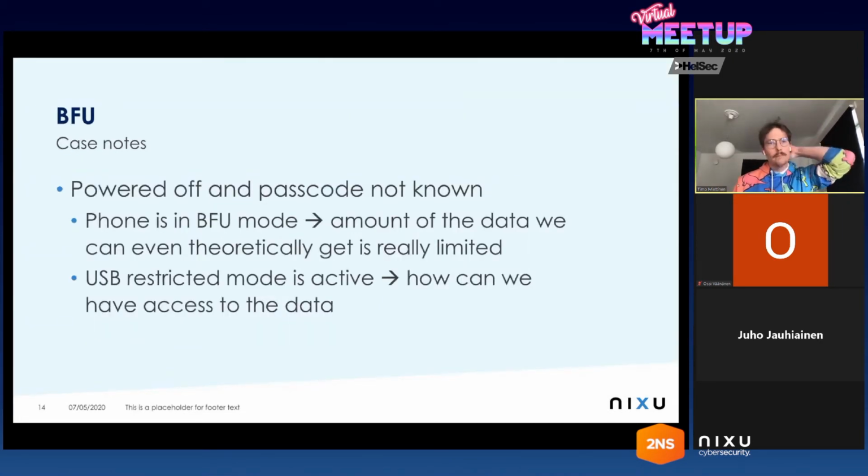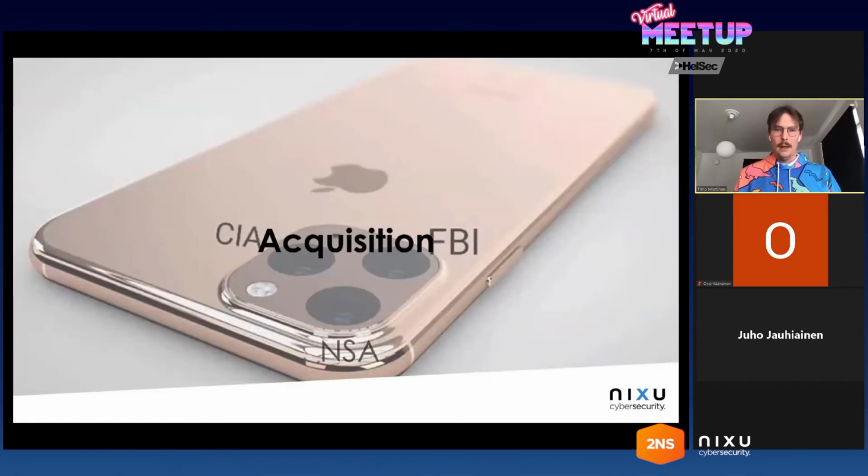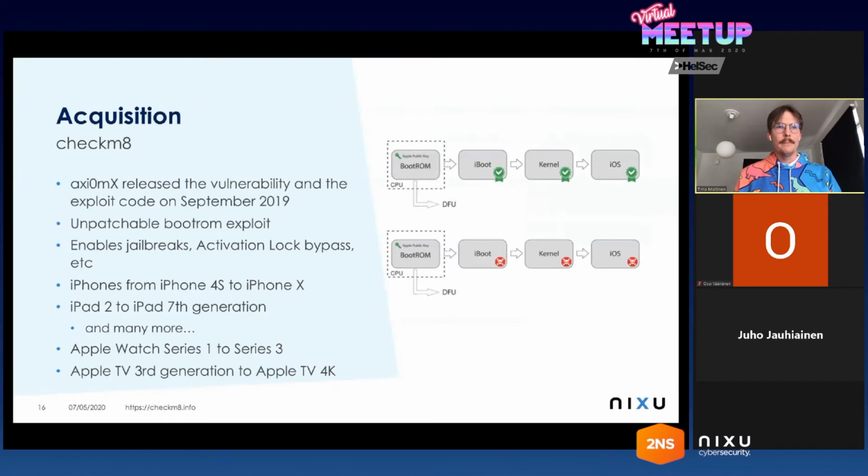So what does this mean in our case context? The phone was powered off and the passcode is not known, so the phone is in BFU mode. The amount of data we can even theoretically get is really limited. And because the USB restricted mode is active, at this point we were wondering how can we even get access to the data? Let's talk about that.